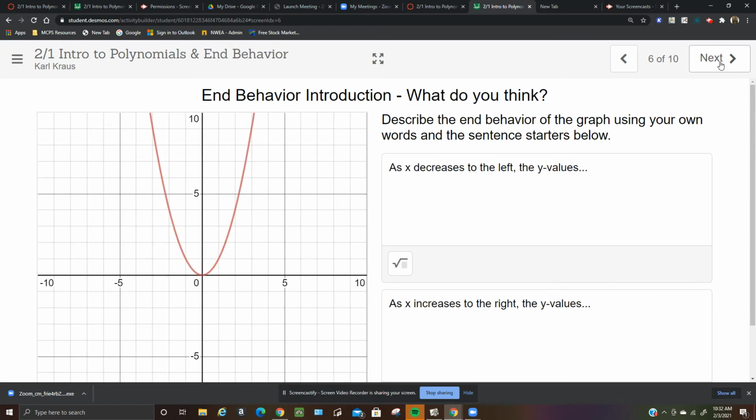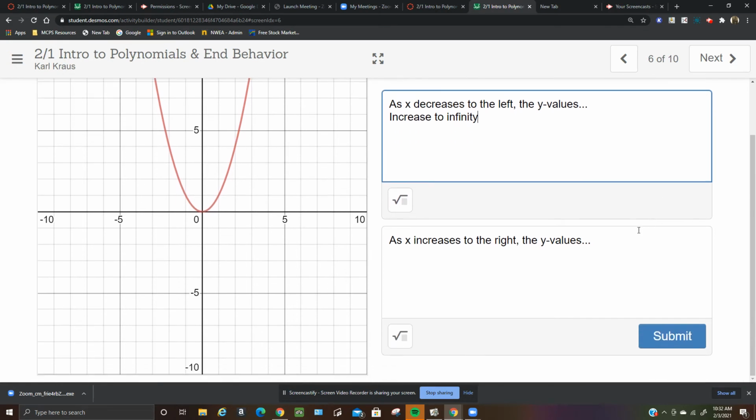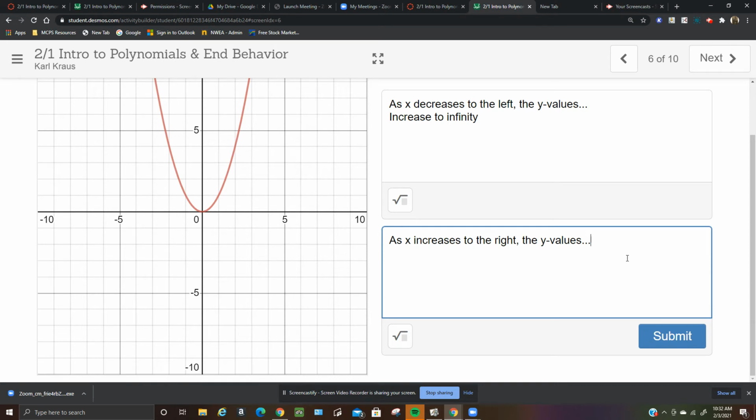All right, end behavior. What do you think? Describe the end behavior of the graph using your own words in the sentence starters below. So as x decreases to the left, the y values increase to infinity. And then as x increases to the right, the y values increase to infinity.